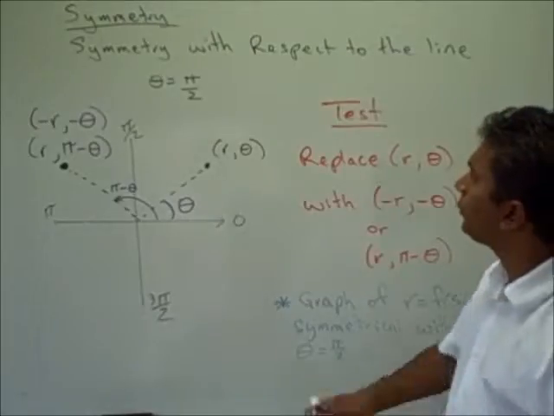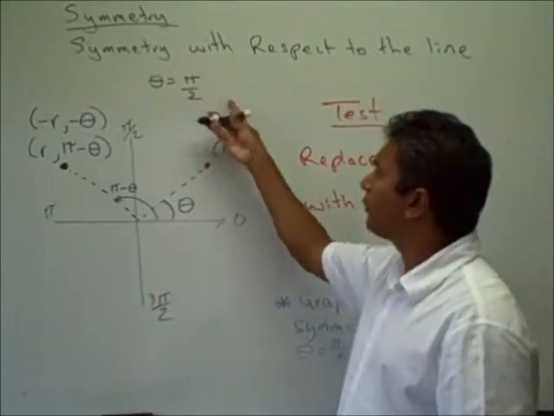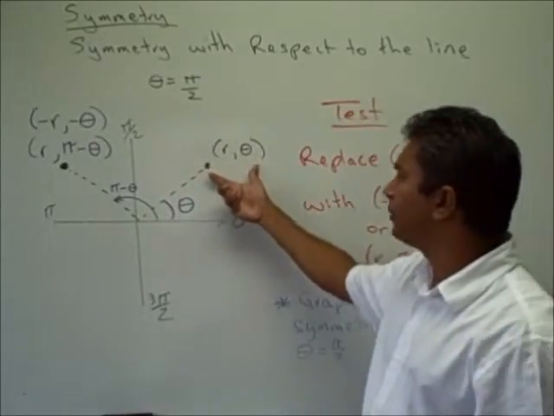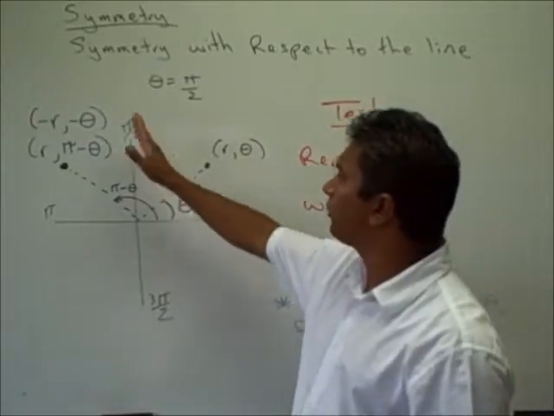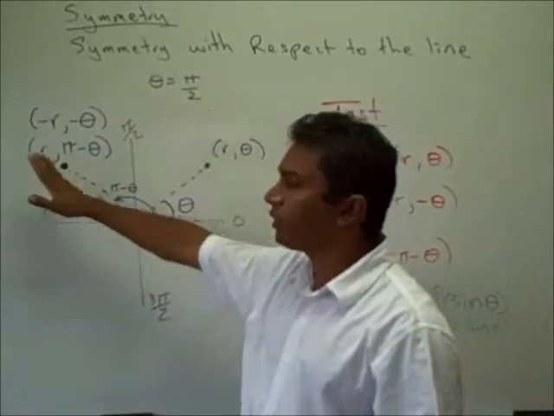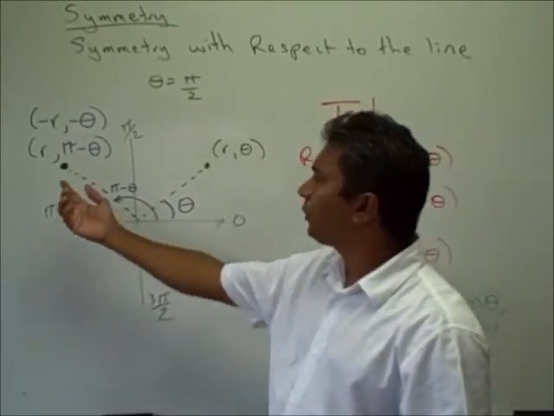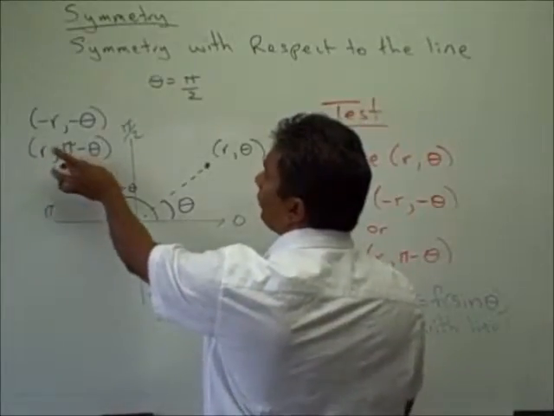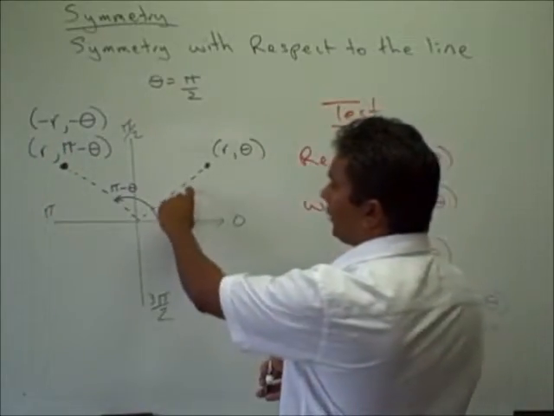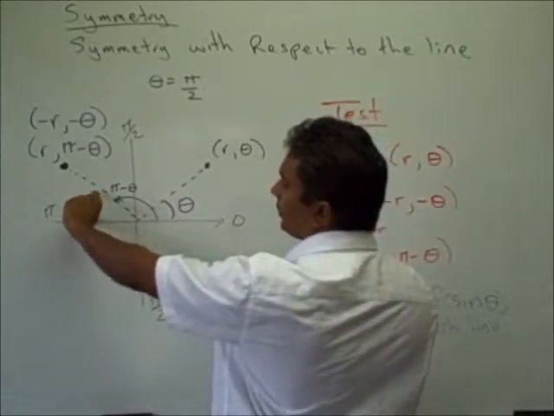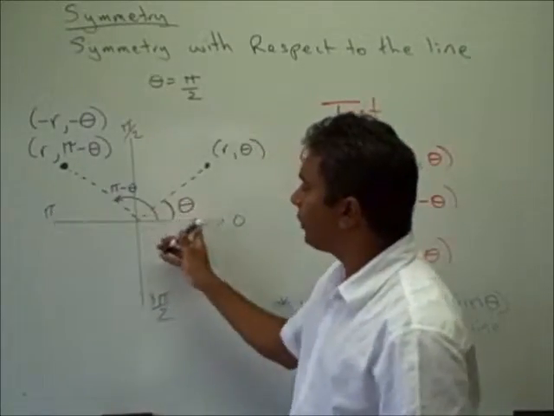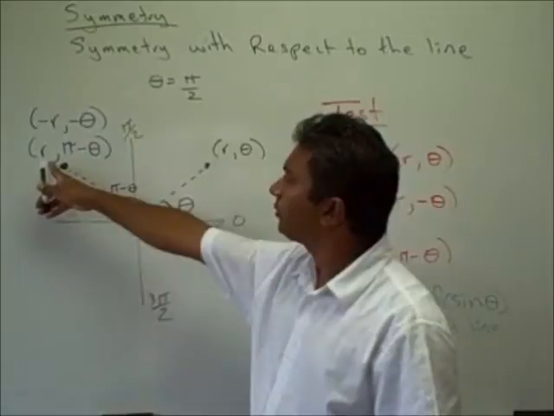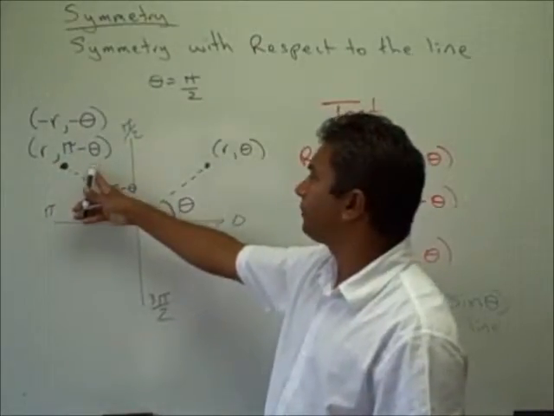Here we're looking at symmetry with respect to the line theta is equal to pi over 2. So here over the line pi over 2, we have a point r, theta, which is in our first quadrant. When it's symmetrical to the line pi over 2, it's reflected over in the second quadrant. So here we have the reflected point. The coordinates for the reflected point are r and pi minus theta. If this is theta, then the reflected angle here will be pi minus theta, because all of this is pi. So the r is the same r, and we have pi minus theta.